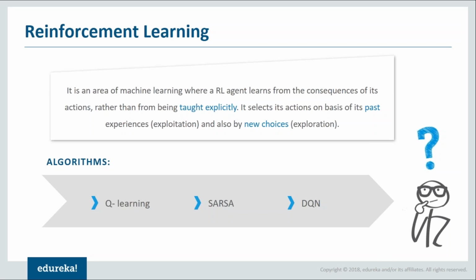Again, there are numerous algorithms in reinforcement learning such as Q-learning, SARSA, then DQN, which is related to deep learning, and we have many more like that. We'll be discussing all the use cases in our further sessions. So that is it for today, guys.